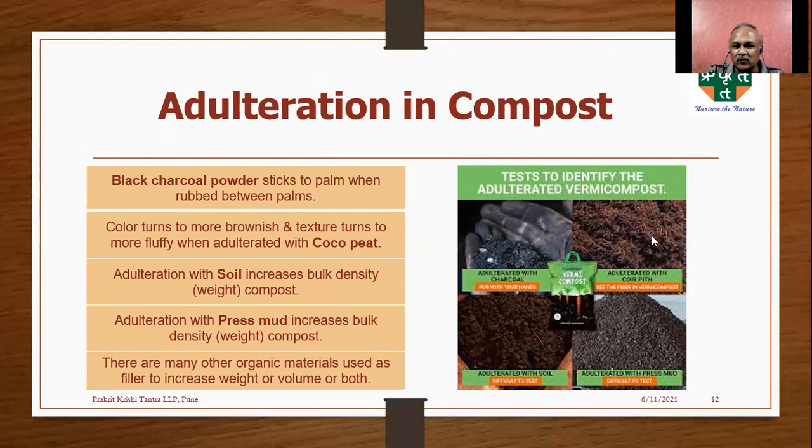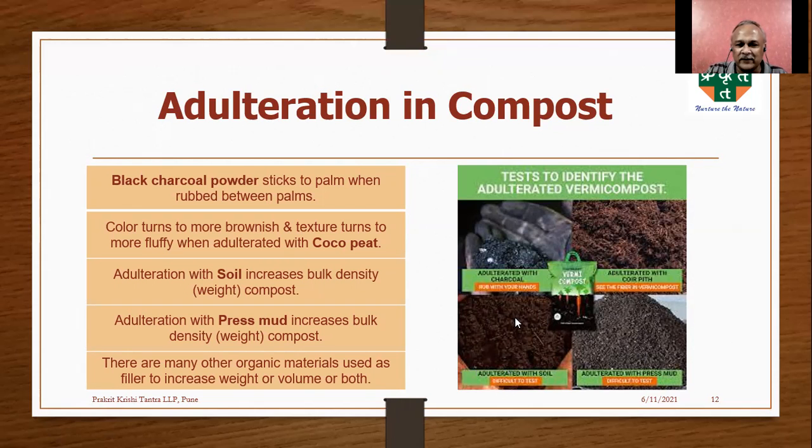If adulterated with coco peat, then it will look more brownish and more fluffy and more airy. A lot of aeration will be there. But with coco peat, the fibers in particle form will be visible. The compost is cooked. So in compost, as I said earlier, it is in the humus form. None of the organic material which is used for the compost will be in the original form. After composting, all the forms will change into one uniform form, which is humus.